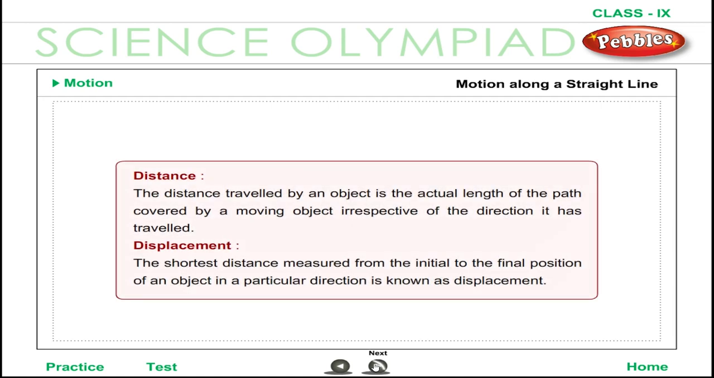Distance. The distance traveled by an object is the actual length of the path covered by a moving object, irrespective of the direction it has traveled. Displacement. The shortest distance measured from the initial to the final position of an object in a particular direction is known as displacement.